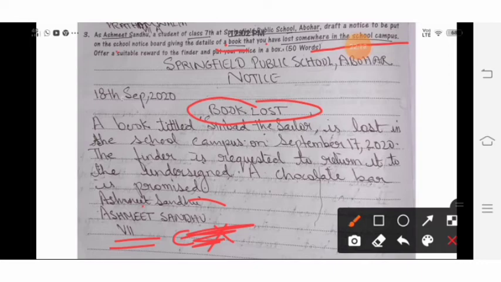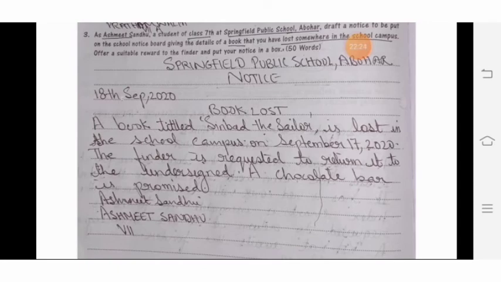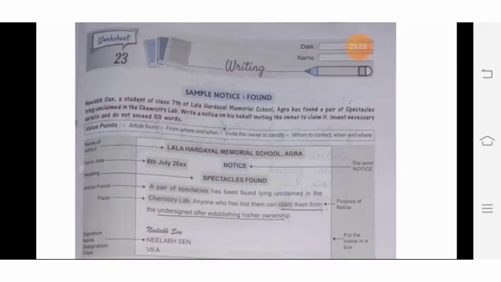So all these notices are for your lost property. Okay, whatever you have lost. Now next one. Now I'm going to tell you about your notices for the found property. Now see here.